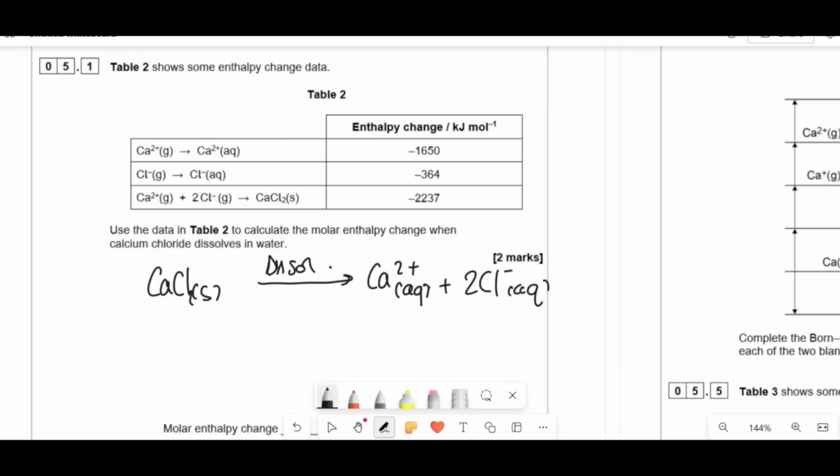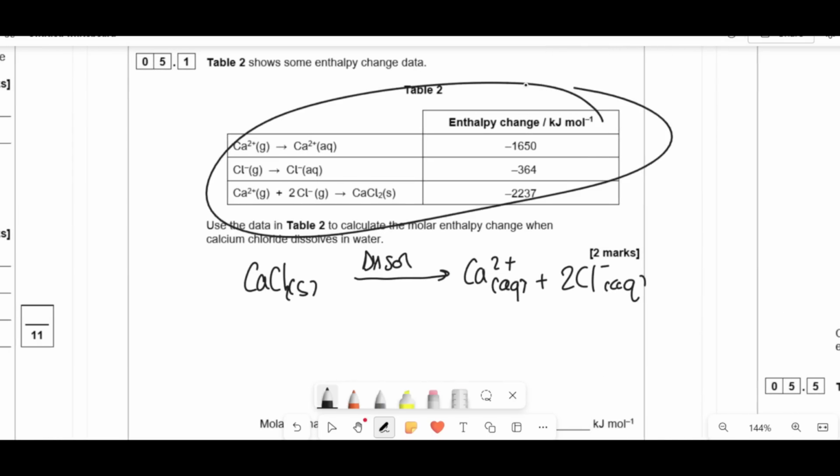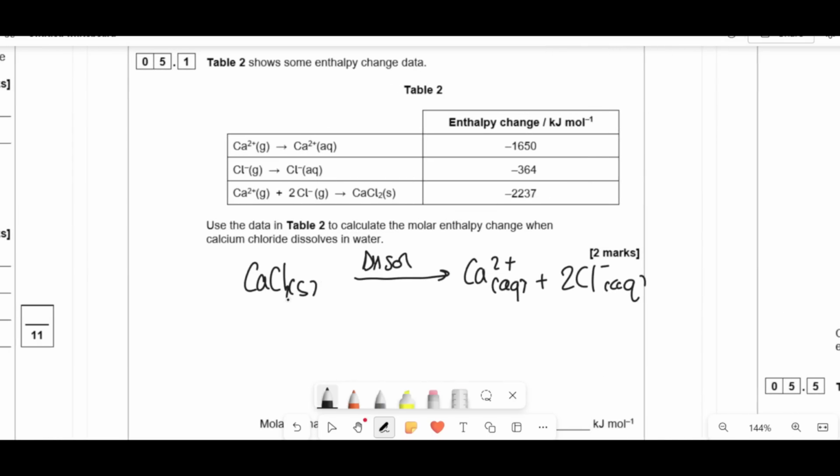Now, the next thing you do is you look at the enthalpy changes they've given you in the table. Are any of these parts of the equation? So here, we're going from gaseous ions to aqueous ions. That's the enthalpy of hydration, which is when 1 mole of gaseous ions is converted to aqueous ions under standard conditions. Here, gaseous to aqueous, it's the same one. And then from here, it's gaseous ions to solid ionic lattice. That's the lattice enthalpy of formation, when 1 mole of a solid ionic lattice is formed from its gaseous ions.